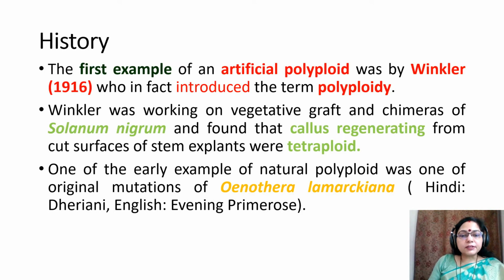History. The first example of an artificial polyploid was by Winkler in 1916, who in fact introduced the term polyploidy. Winkler was working on vegetative graft and chimeras of Solanum nigrum and found that callus regeneration from the cut surface of the stem explant were tetraploid. One of the early examples of natural polyploid was one of the original mutants of Oenothera lamarckiana.